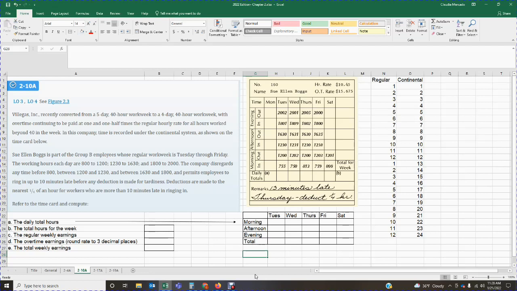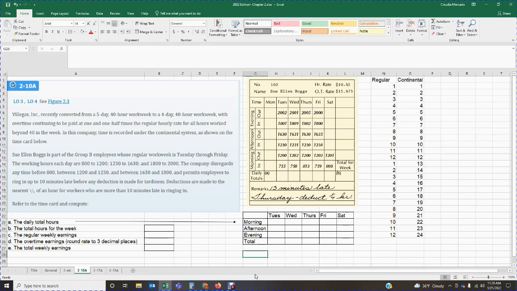It also disregards any time between 12 and 12:30 and between 16:30 and 18. Okay? And it permits employees to ring in up to 10 minutes late before making any deductions for tardiness. So if an employee is tardy, they can arrive up to 10 minutes late without being affected. If they arrive more than 10 minutes late, a deduction is made to the nearest 1/4 of an hour.